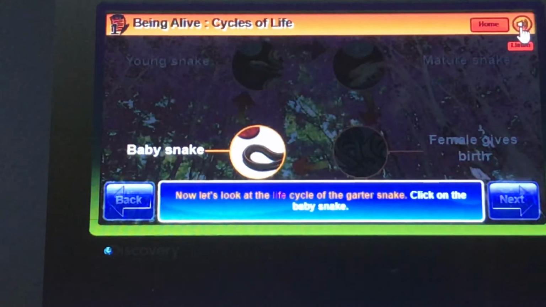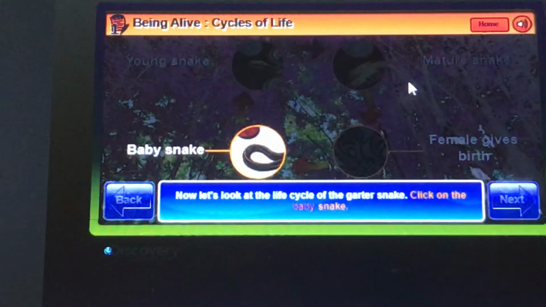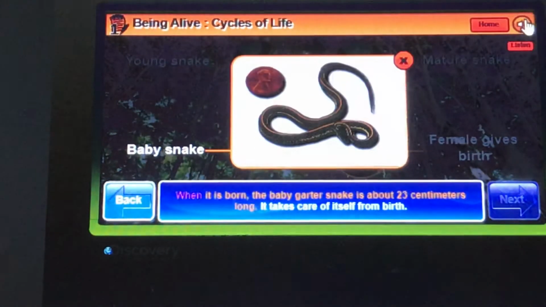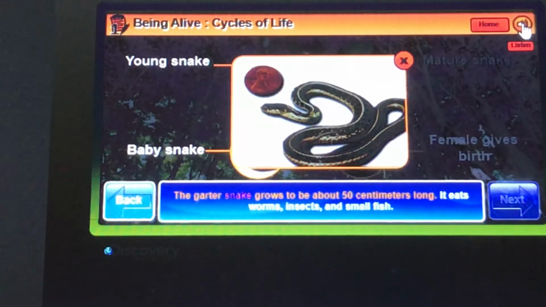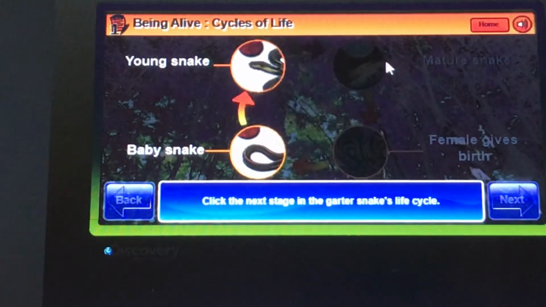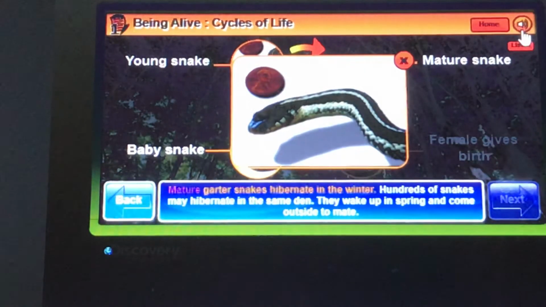Now let's look at the life cycle of the garter snake. Click on the baby snake. When it is born, the baby garter snake is about 23 centimeters long. It takes care of itself from birth. The garter snake grows to be about 50 centimeters long. It eats worms, insects, and small fish. Mature garter snakes hibernate in the winter. Hundreds of snakes may hibernate in the same den. They wake up in spring and come outside to mate.